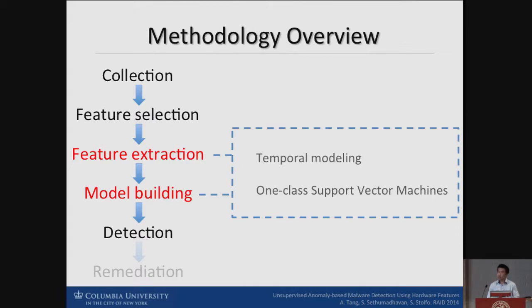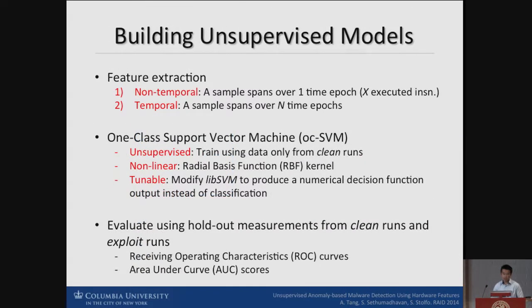So with the features that we want to use selected for the models, next we talk about the feature extraction and the model building itself. We experimented with two ways of feature extraction. For the first, non-temporal version, we create each sample using measurements attributed to the execution of X instructions. This will create one time epoch sample. The second method is to possibly exploit any temporal relationships among these samples. We create temporal samples by grouping the consecutive non-temporal samples together.